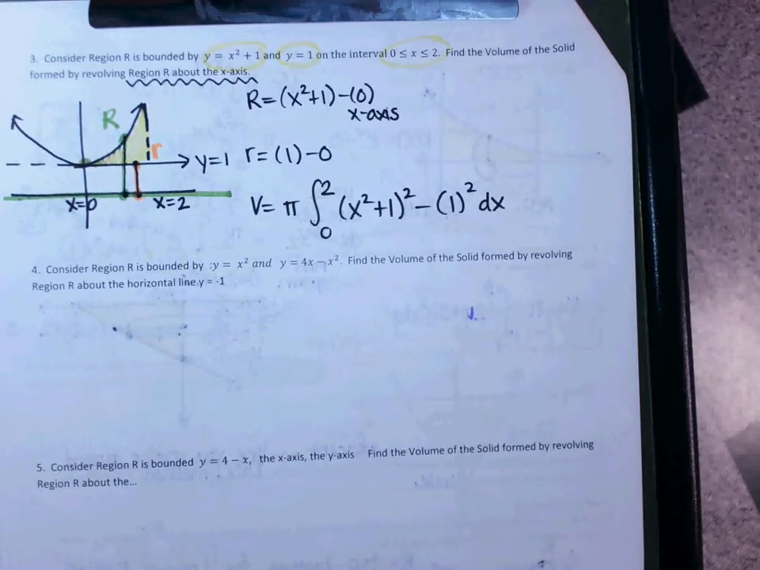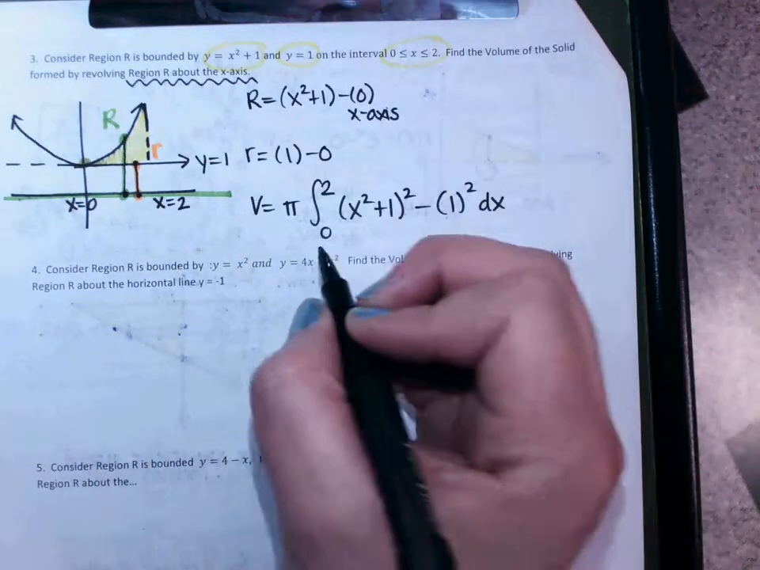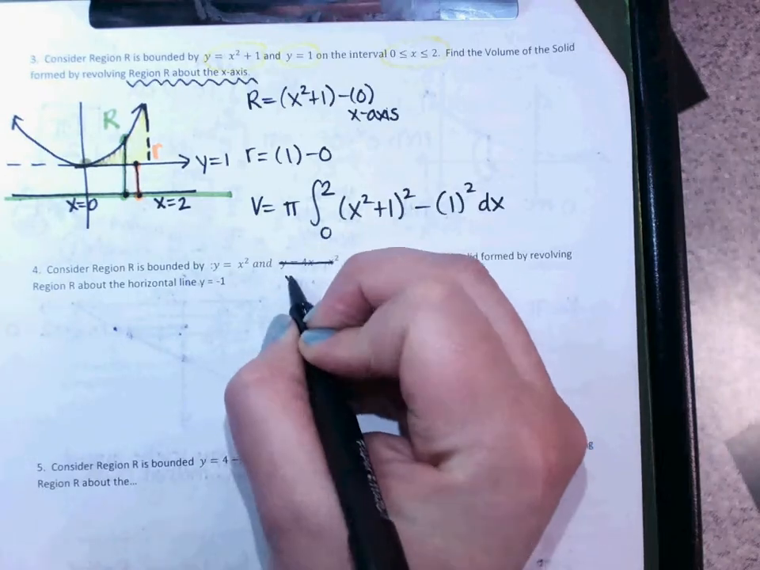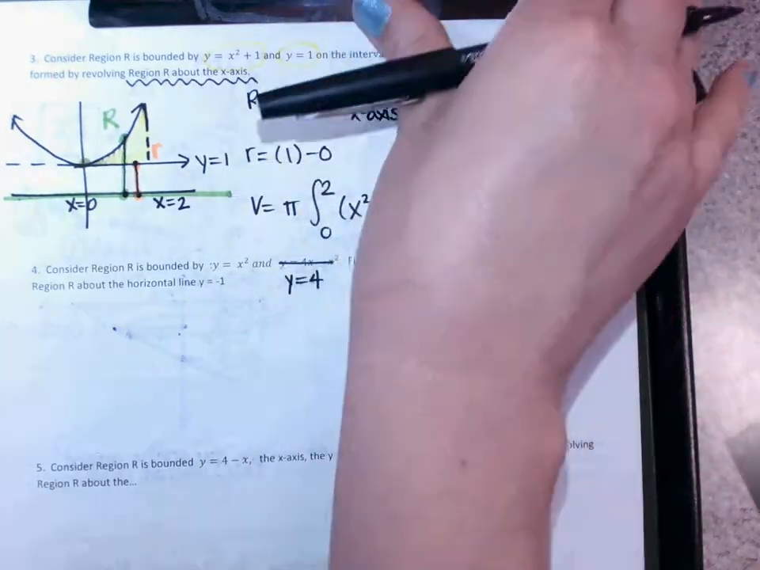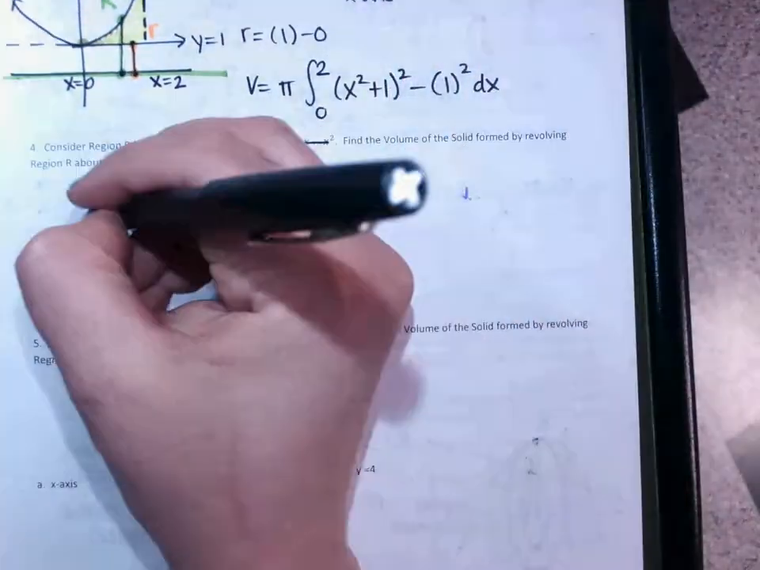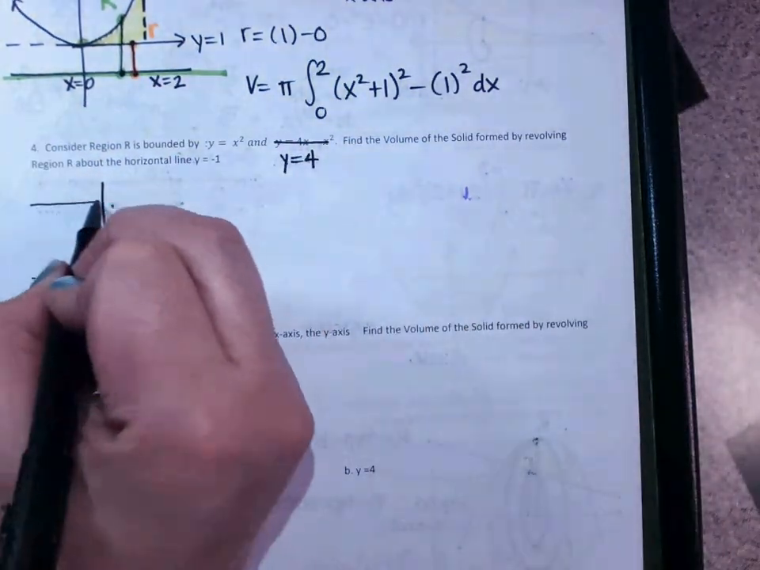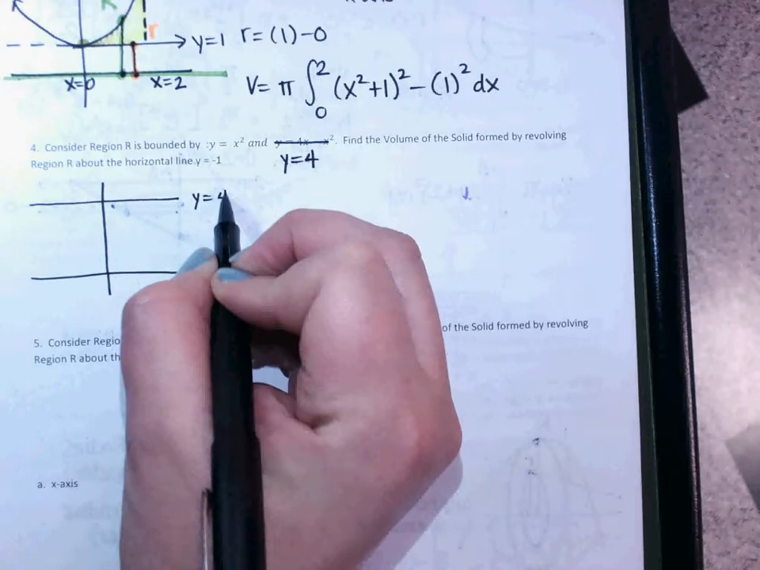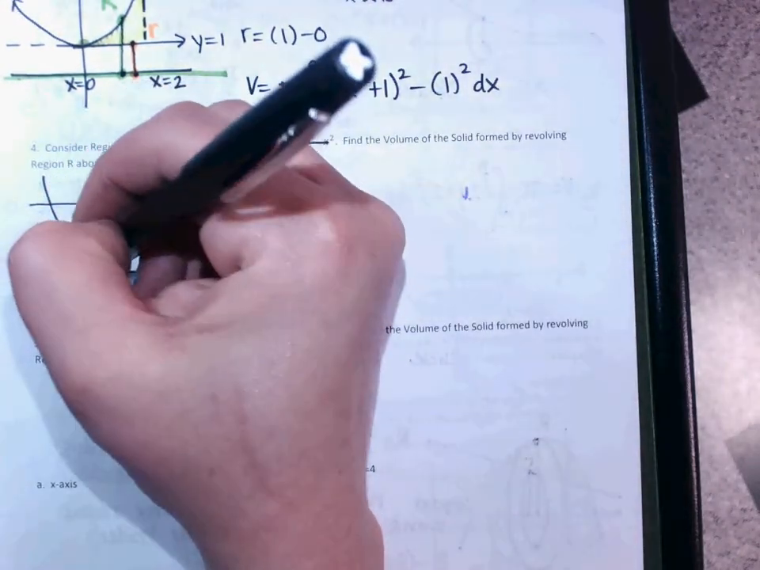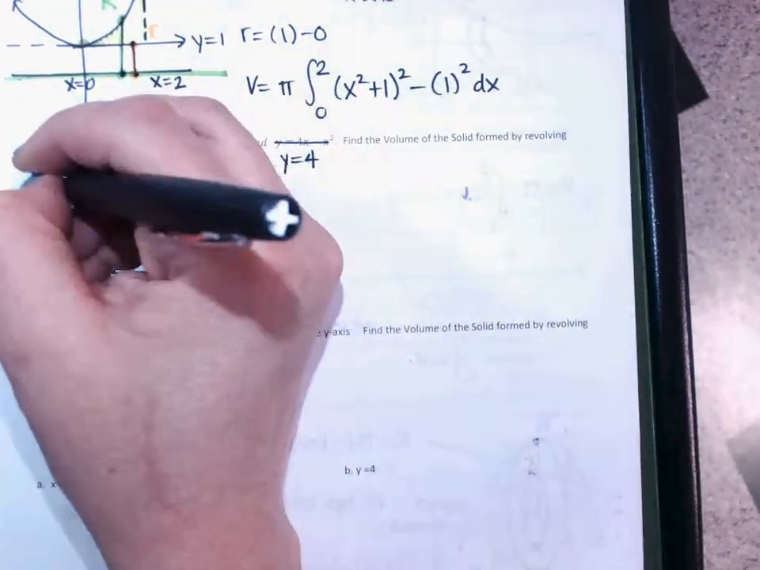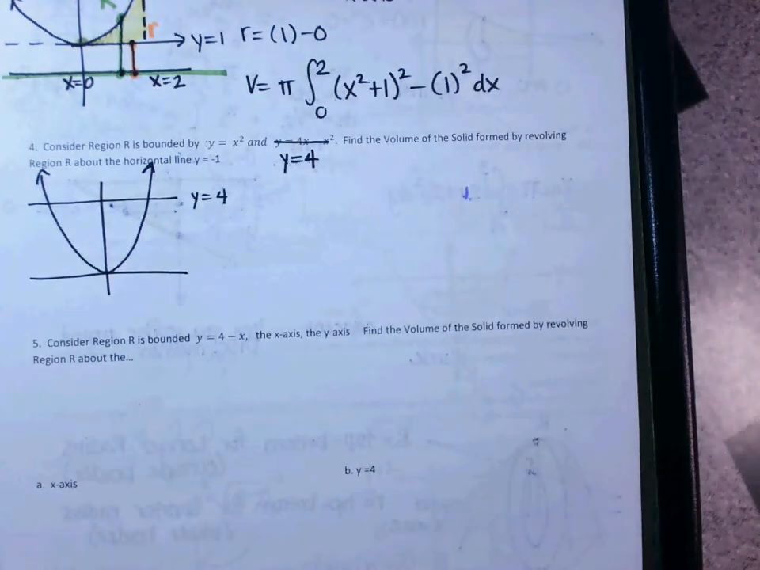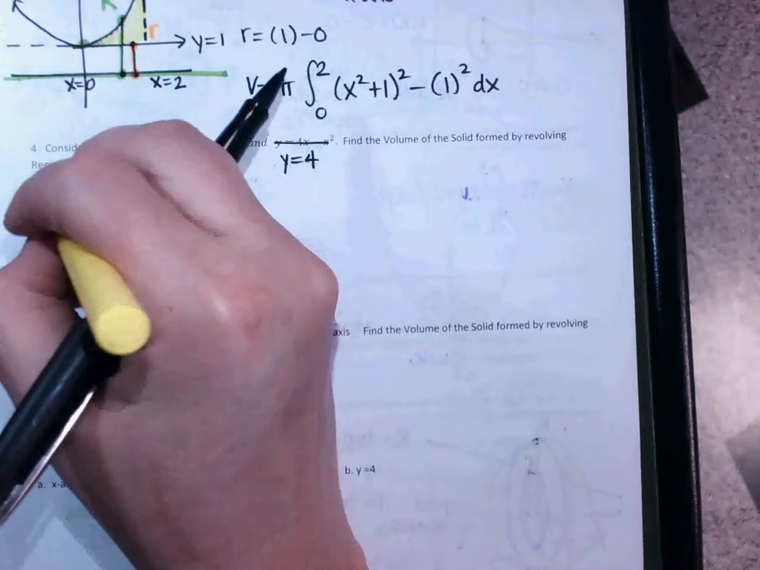Let's sketch a graph. And then just to make this one a little bit easier, actually, I'm going to change this to just y equals 4, to make this easy. So y equals 4 would be a flat line, and y equals x squared is a curve. Okay, you see your region pretty clearly here? It's going to be like that.